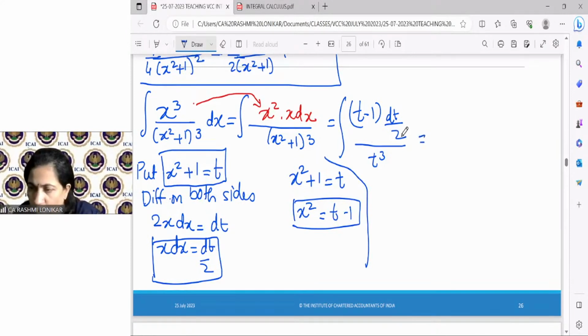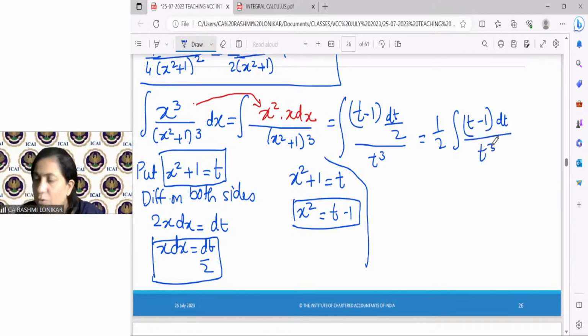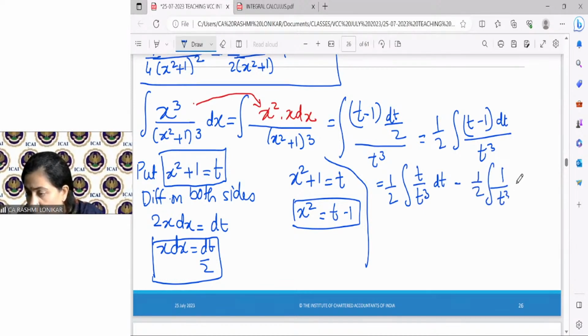So what do I do? I take this 2 outside the integration. This is 1 half integral t minus 1 dt upon t cube. Okay. So this is equal to 1 half integral of t upon t cube dt minus 1 half integral 1 upon t cube dt. Now t upon t cube is 1 upon t square. And this is 1 upon t cube. So this is equal to 1 half integral t raised to minus 2 dt minus 1 half integral t raised to minus 3 dt.